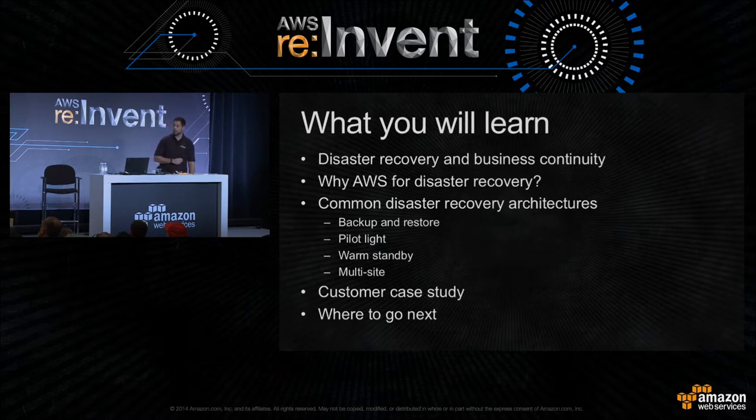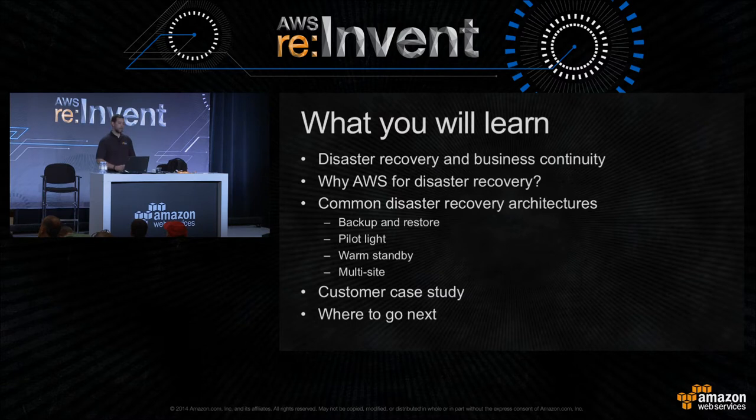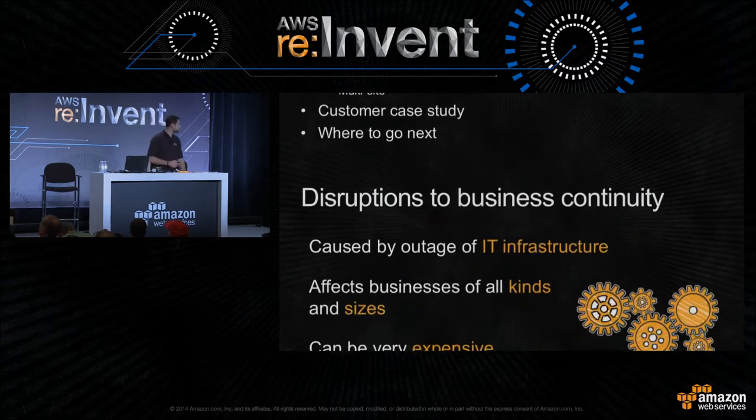So we're gonna go through those and give you guys a bit more of an idea on how to use AWS for DR. Then we're also gonna go through a customer use case. It's a pilot light use case, so a real live architecture that was deployed on AWS from one of our customers, and Ravi's gonna cover that. Then we'll go through where to go to next for more information.